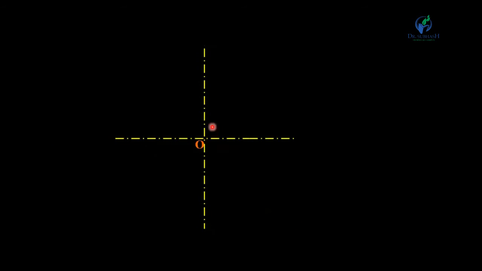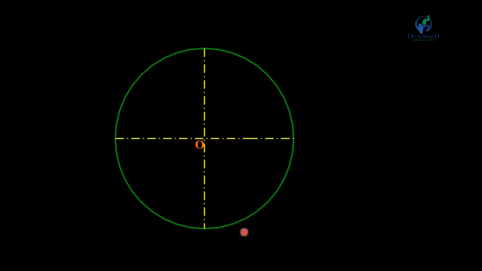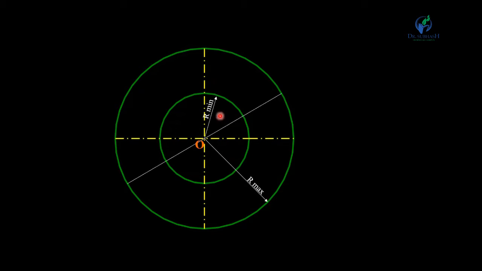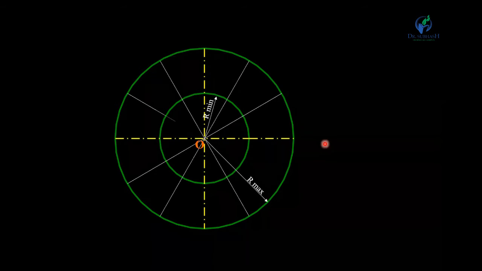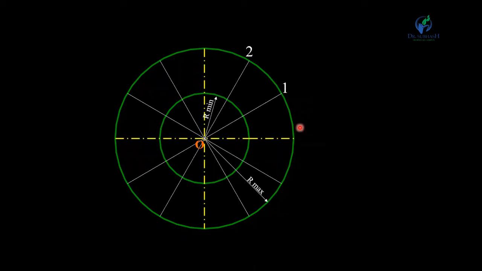First of all, take center point O and draw one circle of radius equal to 100 mm, the maximum radius, and draw another circle whose radius is 60 mm, or we can say R minimum. Now divide this circle into 12 divisions. Point 1, 2, 3 up to 12. Initially point P is here. After one complete revolution, the point will reach this point.